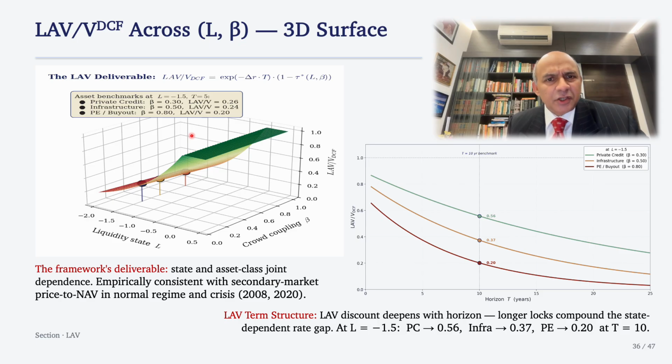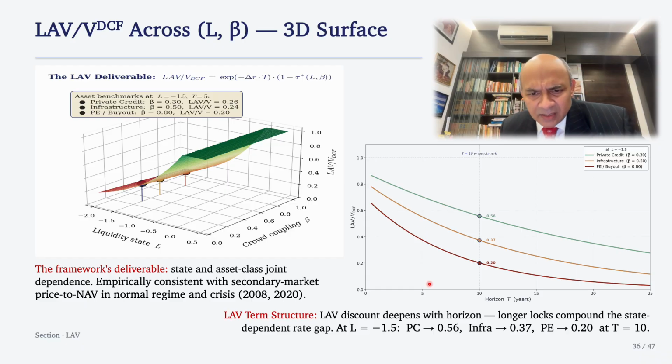This is a three-dimensional representation of the LAV value versus DCF value, that ratio. And as the liquidity state improves, you can see that the valuation improves. And we have also taken into consideration the crowd coupling beta over here.